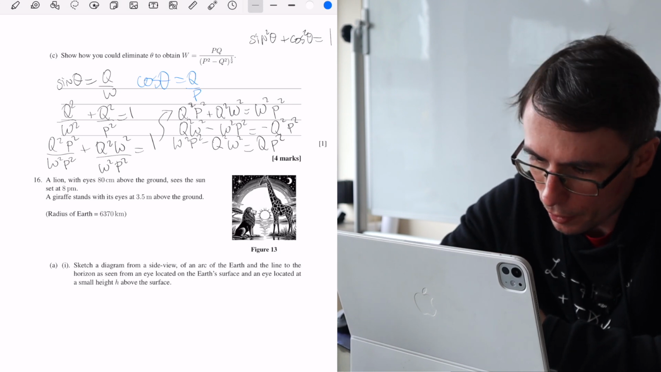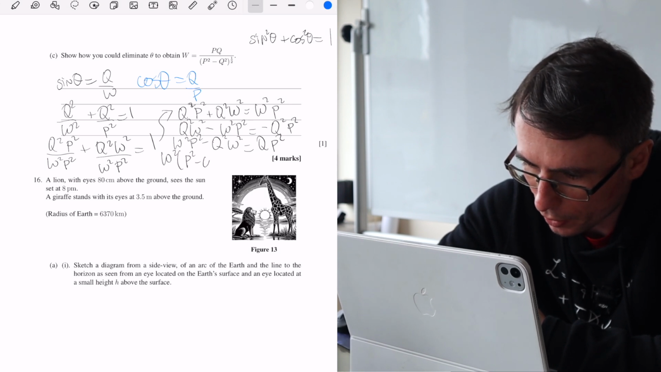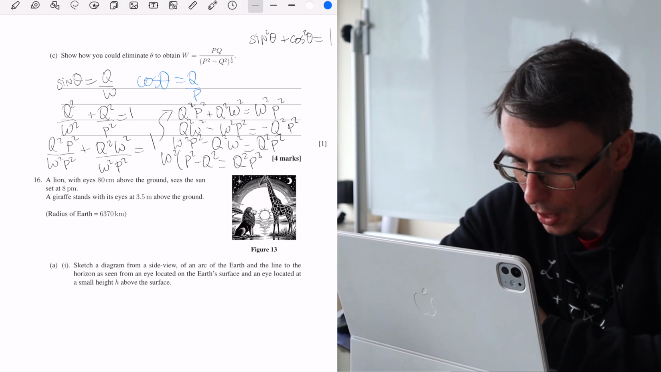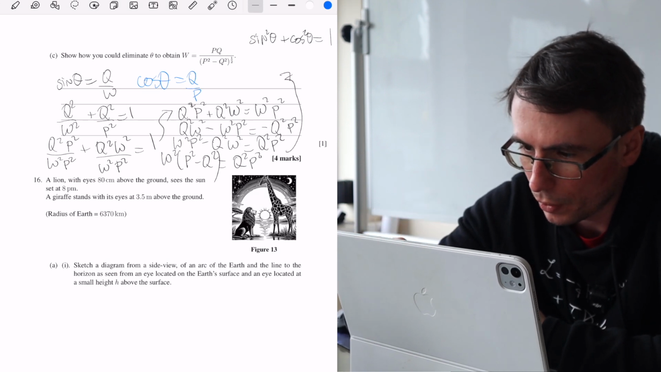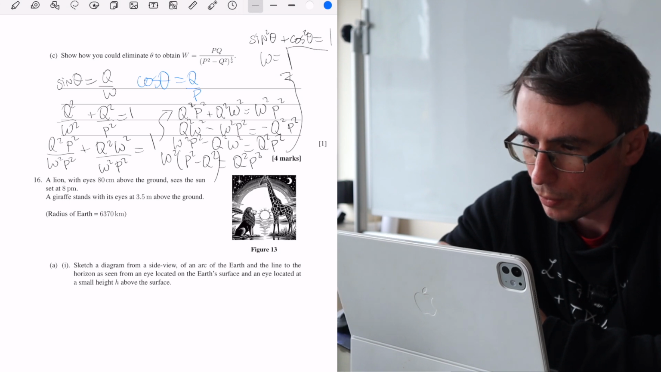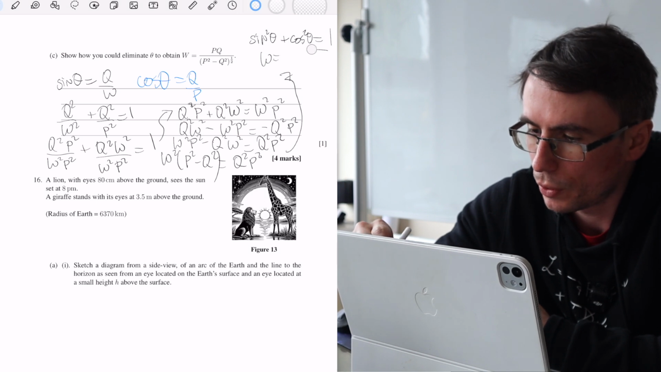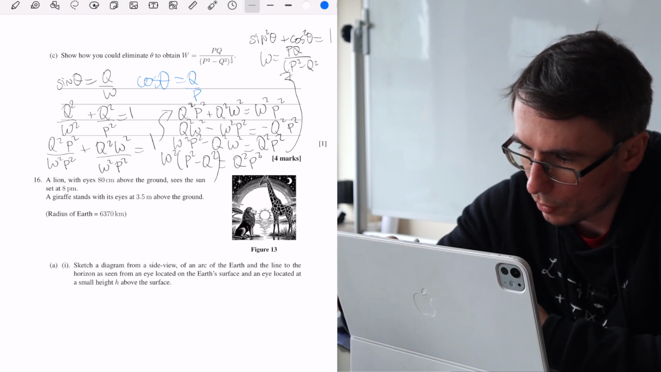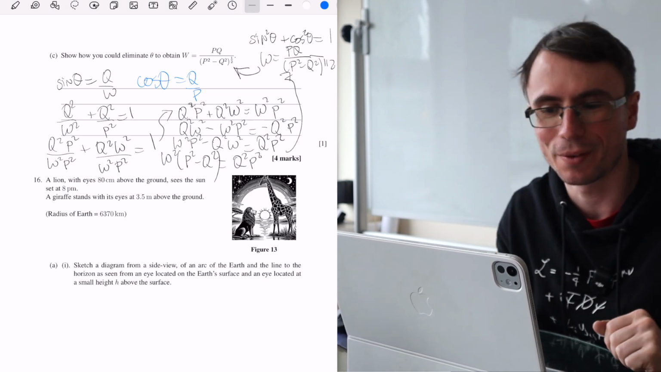Rearrange for W. Take a factor of W squared. What do we get? W squared times P squared minus Q squared is equal to Q squared P squared. I keep forgetting the square. And I think we're basically in business. I'm going to fit this over here. So W should be plus minus the square root of Q squared P squared, which is just PQ over P squared take away Q squared, well, square rooted, which is raised to a power of half as required.